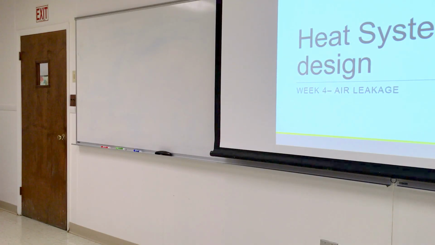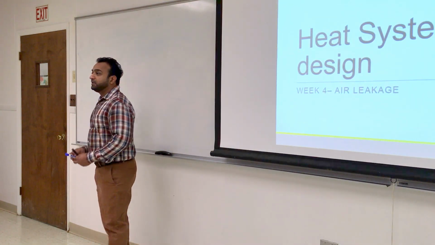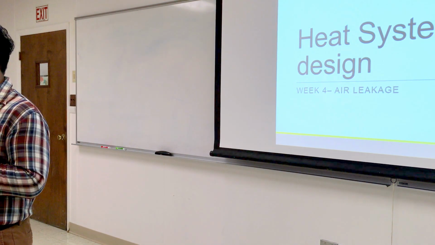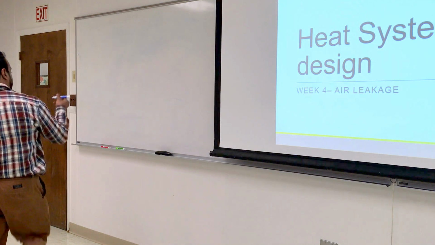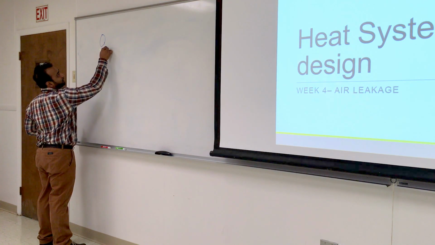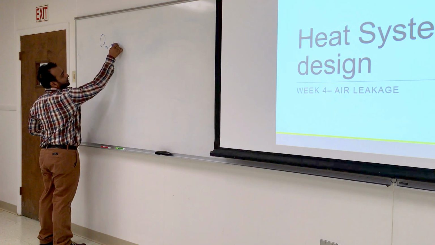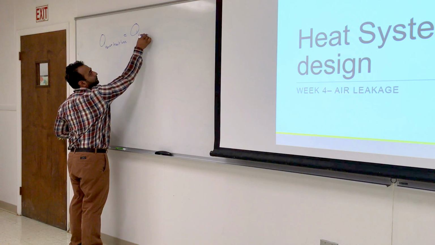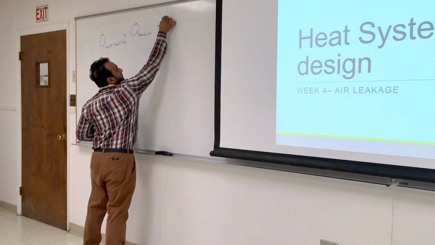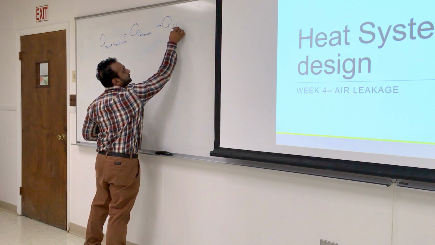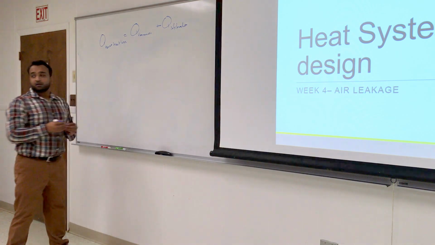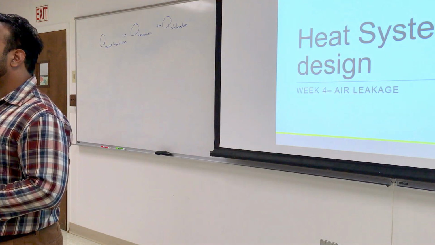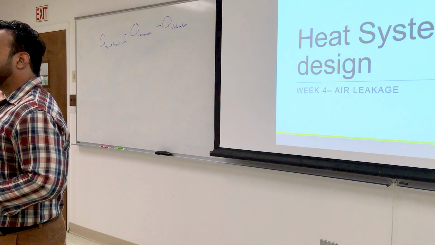So this week we'll talk about air leakage, and we said the heat losses in a house are a component of two heat losses. The first one is transmission. The second one is infiltration. So the complete heat loss of a house is transmission plus infiltration. Transmission, we did that last week, which basically calculates the heat loss through the wall material. The other component is Q from infiltration.